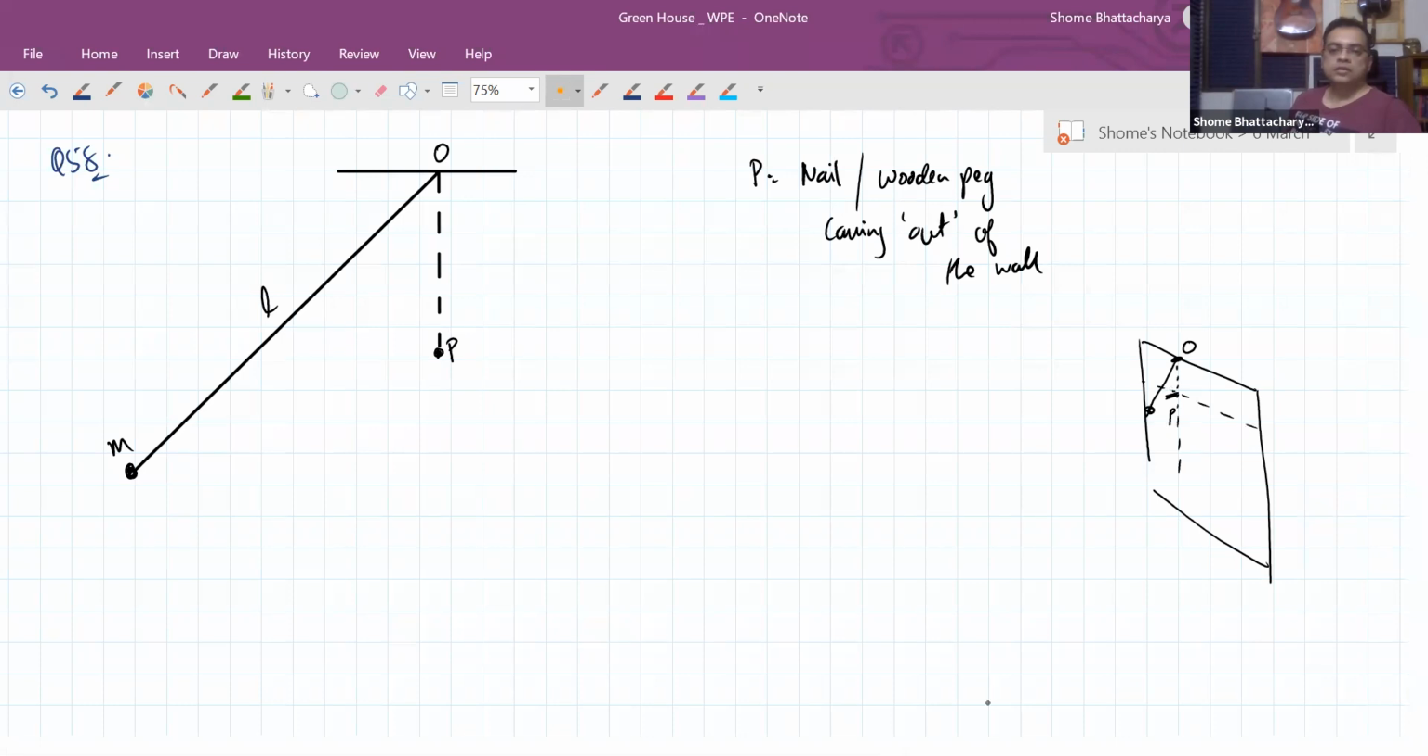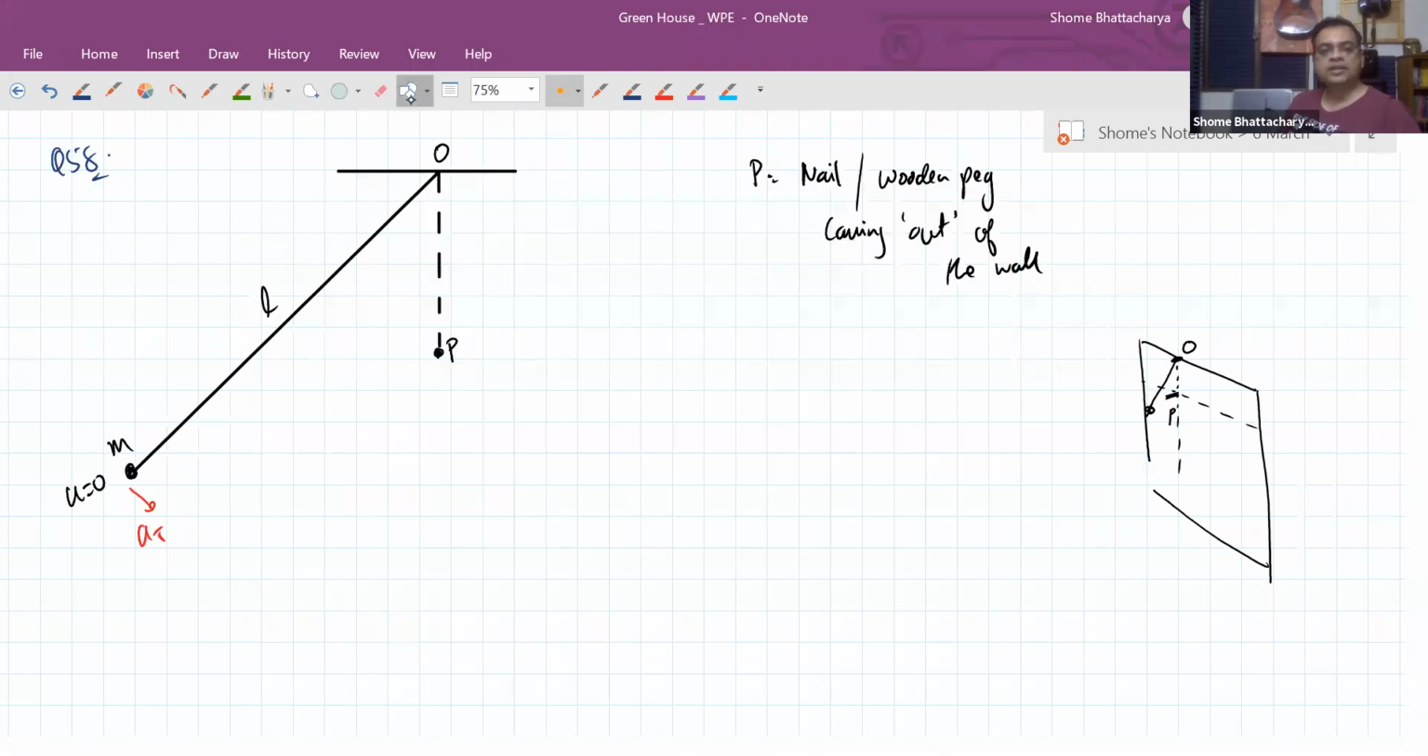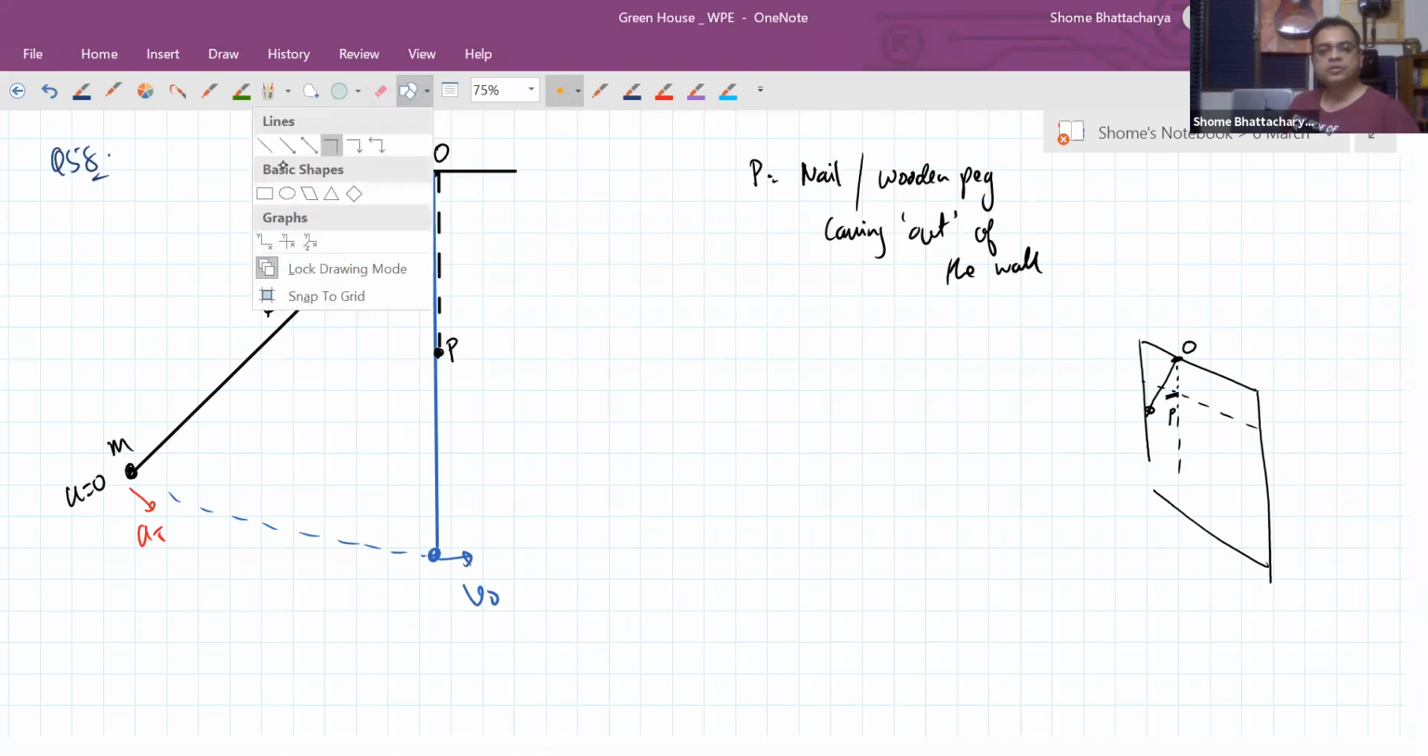Understand? So when you release it from this position, because of gravity, it will have a tangential acceleration like this. It will come in a circular path, and at some point of time, it will come and hit against the nail or the peg. So from here to here, it has come in a circular path. And thereafter, what will happen? It will wrap around the nail. So the next part, the motion will become like this.